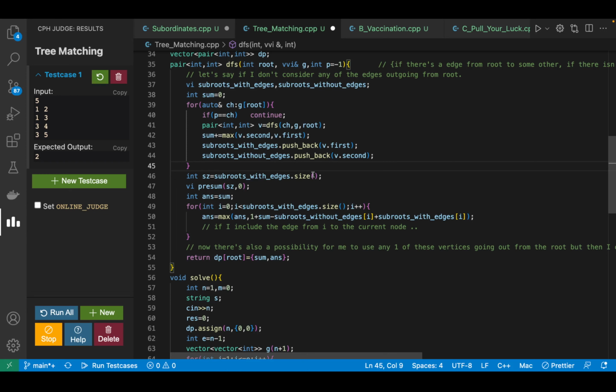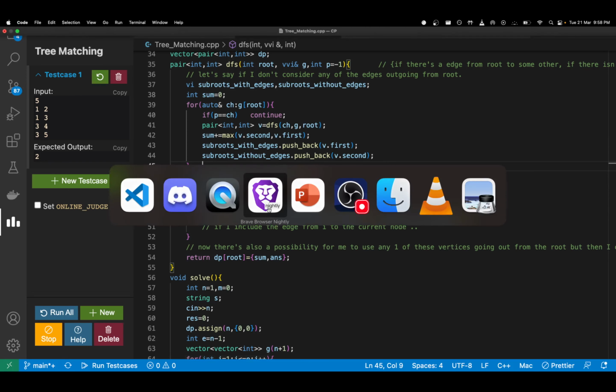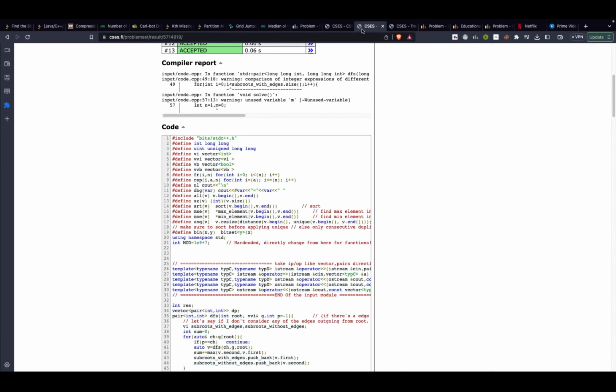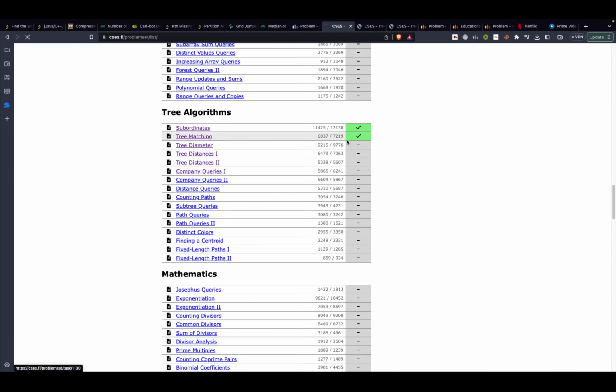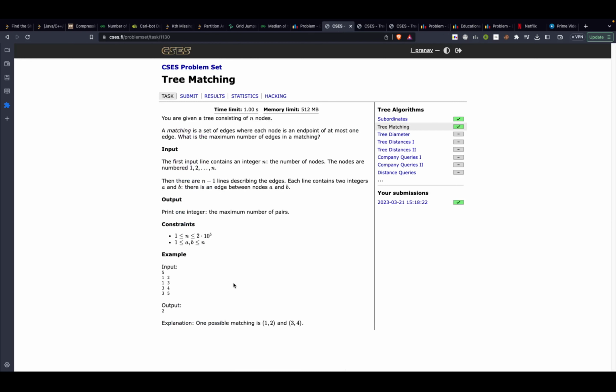Let me start dry running it. Cool. So we'll be using the DFS. Let's firstly draw the tree that they had provided us. Okay, tree matching. From 1 we are going to 2, and from 1 we are also going to 3. From 3 we are going to 4, and from 3 we are going to 5. Good.